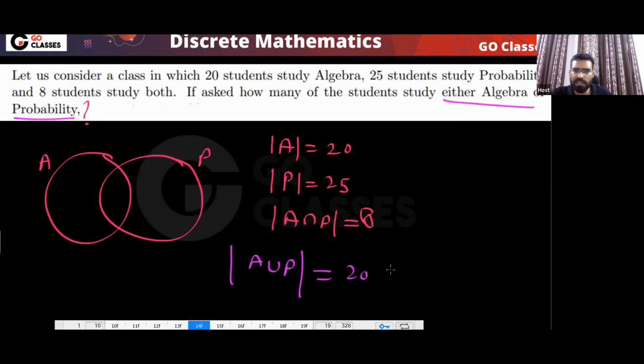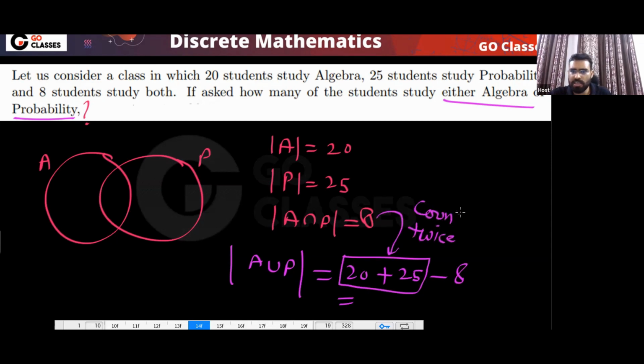So that will be the number of elements in algebra plus the number of elements in probability minus the number of elements in both algebra and probability, because these elements have been counted 2 times. When you do this, these 8 elements have been counted twice. So you remove these elements 1 time. So finally this will be your answer.